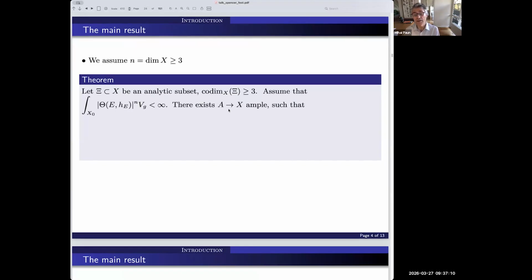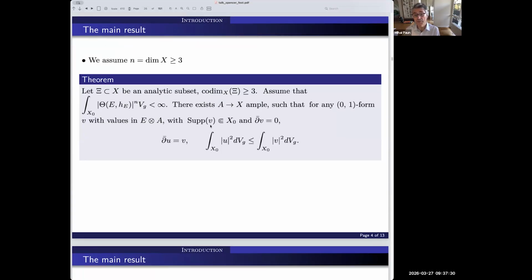And then there exists an ample E in the projective setting, or simply E in the other one I was mentioning, such that for any (0,1)-form with values in this bundle, so if you twist E with a sufficiently positive line bundle, then for any (0,1)-form with support in this open part, and which is dbar-closed, the conclusion is very interesting in the sense that you can solve the dbar equation and you have some estimates, okay?